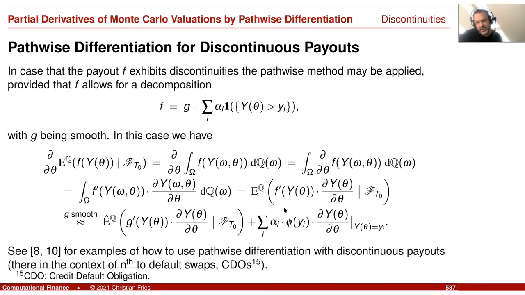You can extend the method to also work for functions that have jumps. If you have finitely many jumps, then you can just separate these jumps from the function. So assume the function is g, which is smooth or just has kinks, and then you have a set of jumps, alpha_i, at the locations y_i. Then you can use the classic pathwise differentiation for the function g. And for the jumps, you know that the expectation of a jump differentiated is the expectation of a Dirac delta, which is just the density multiplied with the height of the jumps.